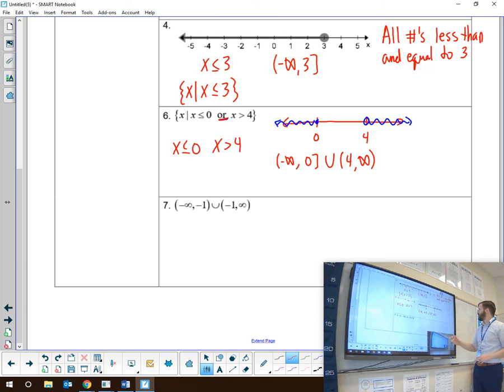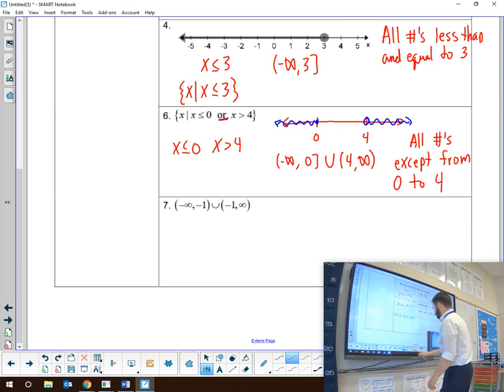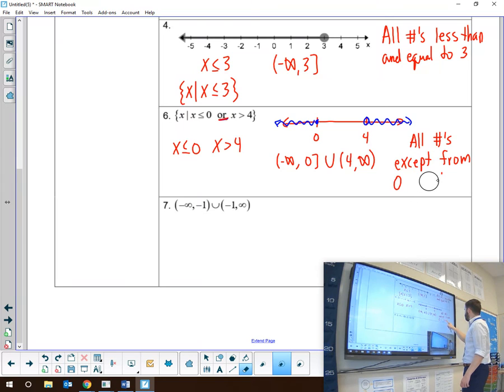The only thing I have left to do now is the verbal description. All I'm going to say is all numbers except from 0 up to 4. Let me clear that up a little bit. So it's from 0, and instead of just saying "to 4," I'm going to say "up to 4." So I can say it doesn't hit 4, it just goes all the way up to 4.